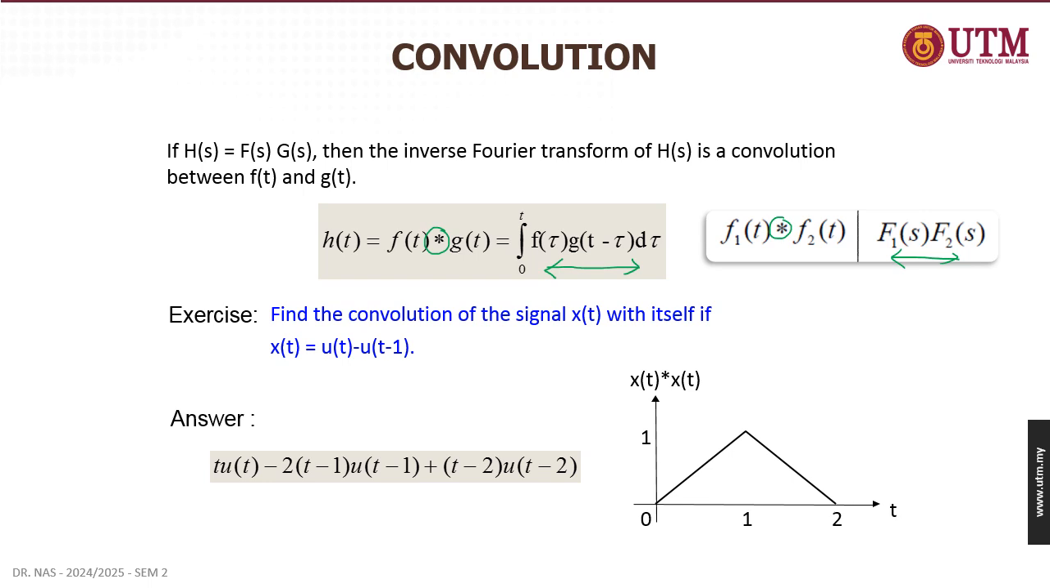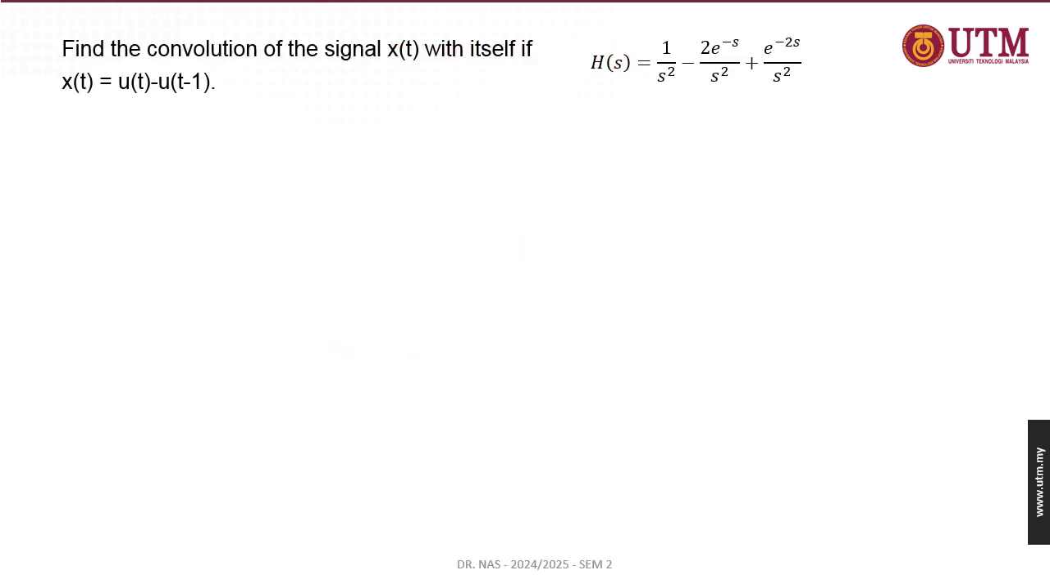Okay, let's look at the example. Find the convolution of the signal x(t) with itself, meaning that your signal x(t) is convolved with itself. You need to use Laplace transform to solve this problem. So you have h(t) equal to x(t) convolved by itself. Therefore, from the table, you know that H(s) is equal to X(s) multiplied with X(s).